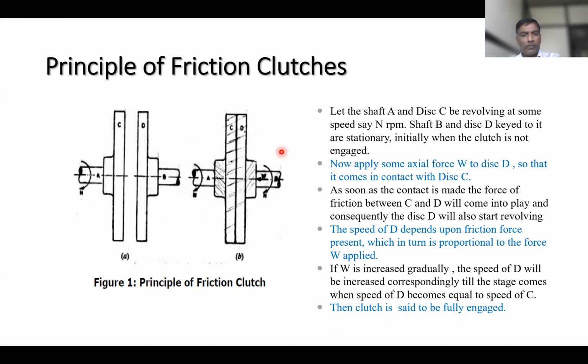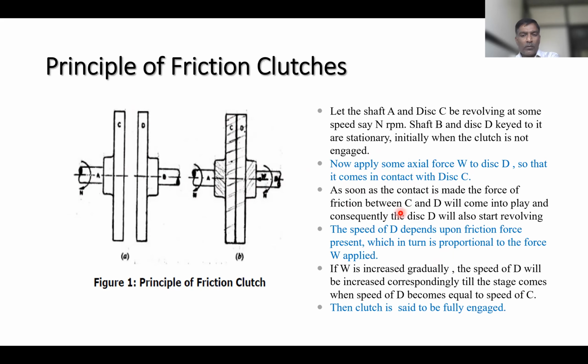So you can see this shaft A, this is shaft B, this disc C and disc D. This is the initial condition. This shaft is only rotating. Now force W is applied. At that time, these two discs are in contact.